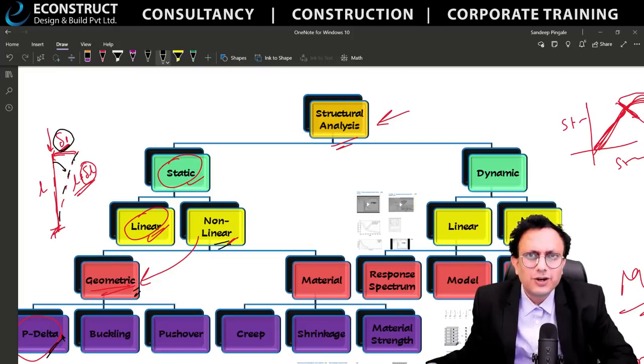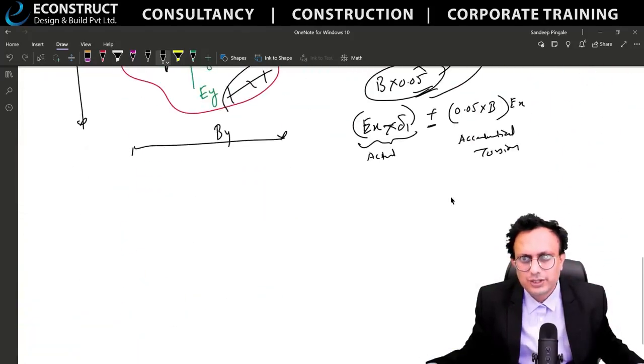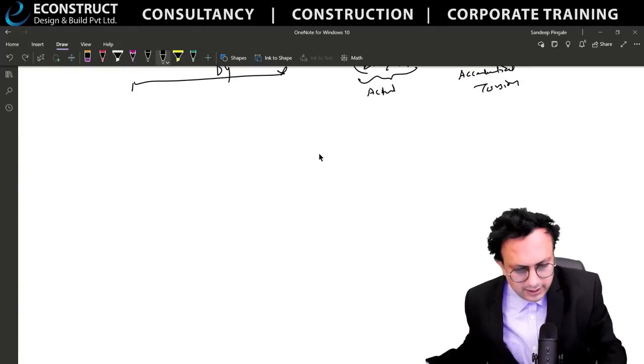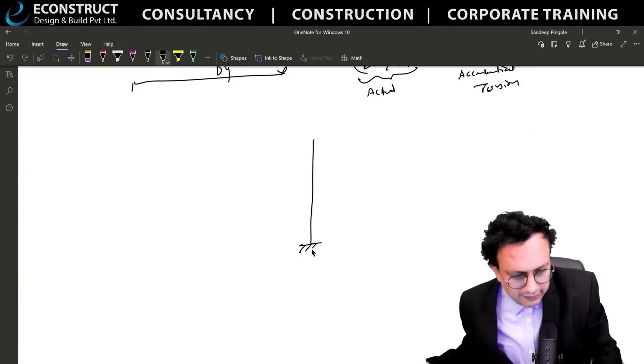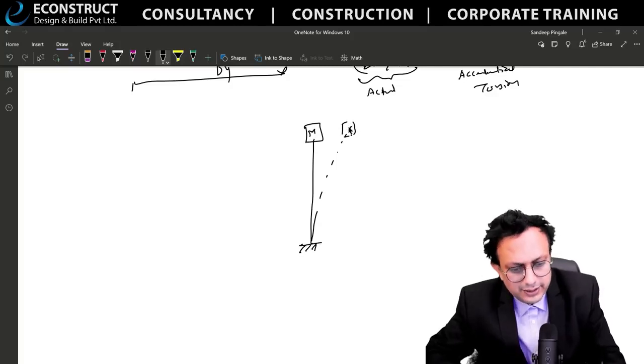Is it studied in college? No. Unfortunately, it is only through certain equations, but the practical numerical problems we couldn't get a chance to go through because it's a little complex. How is it complex? Let's look into it. So let's say, for example, I'm having a building here, and let's say the mass here. Actually, this will get deflected due to the center of mass shifting.